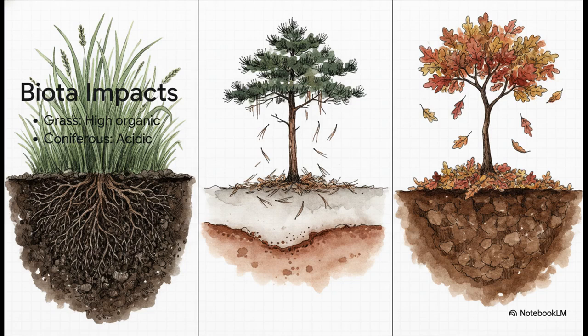The other active factor is the biosphere, or biota. The type of vegetation radically alters the ground. Grasslands, for example, create soils with exceptionally high organic matter in the subsurface and really strong structural stability.